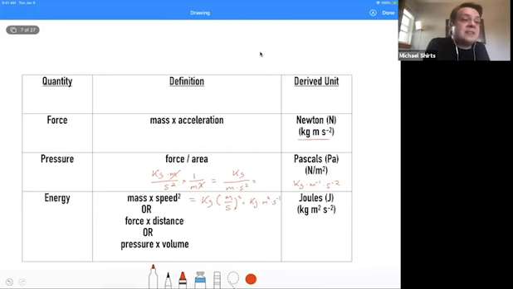But force times distance does as well. If you think to physics, the work that you do on something is the force times the distance. And work is energy. So if we look at force times distance, that's Newton meters, which is going to be equal to kilograms meters times inverse seconds squared. That's a Newton times meters. Yeah, that is going to be also kilograms meters squared inverse second squared, because we have two meters here.